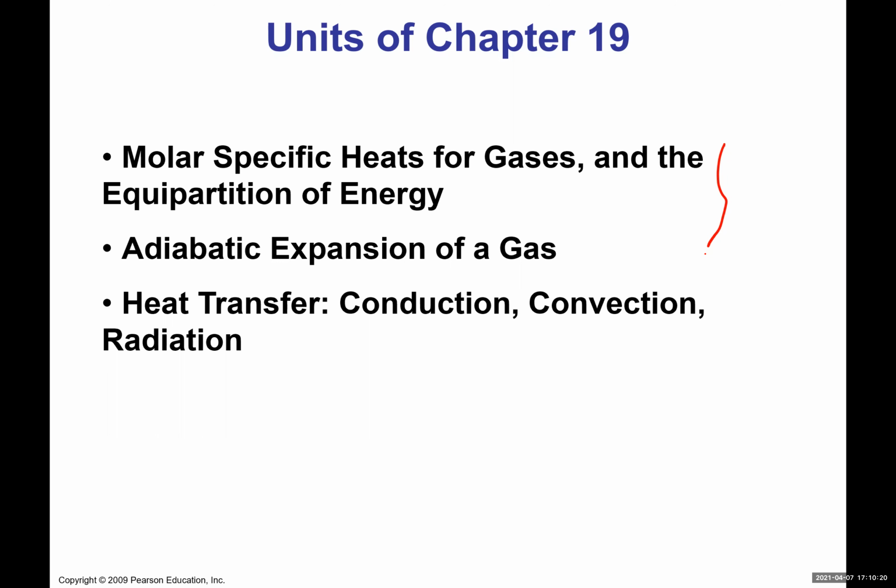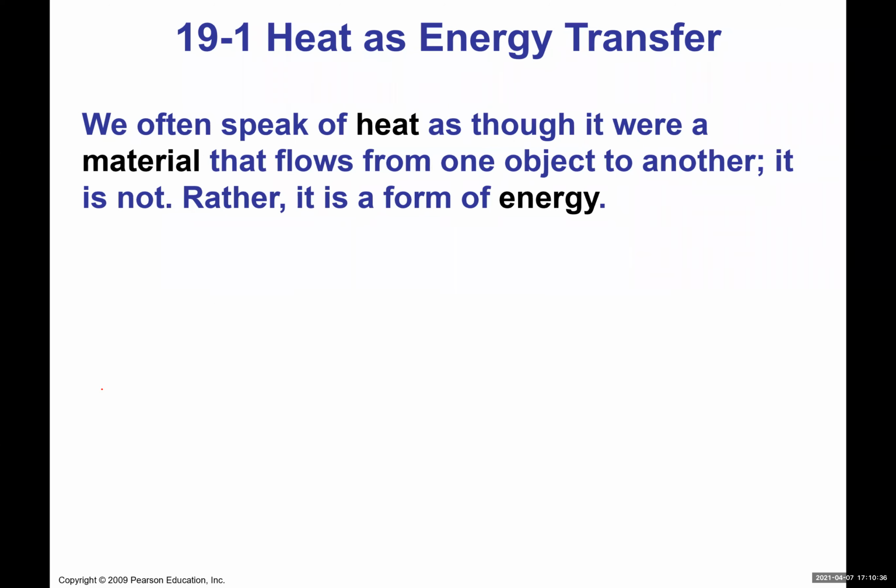All right, so let's then look at the first part of this chapter, which is in terms of heat, internal energy, latent heat, and basically the type of energy that goes into doing two things. So it's going to do a change in phase and a change in temperature of a system. All right, so we often speak of heat as though it were material that flows from one object to another.